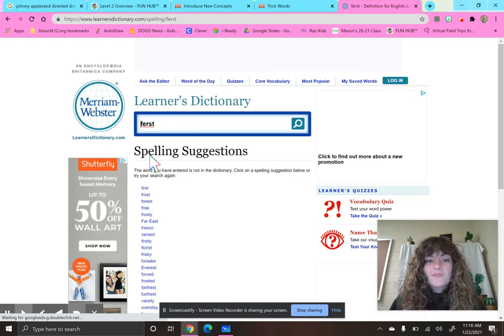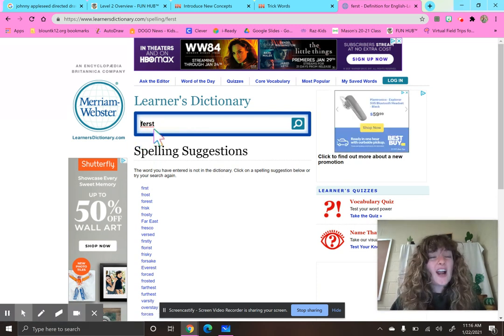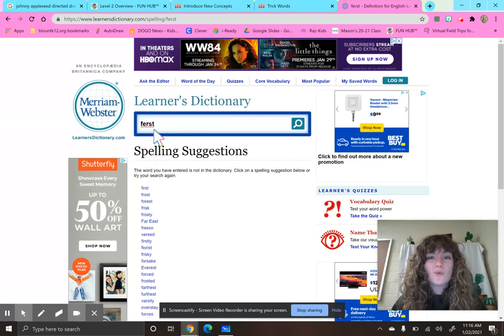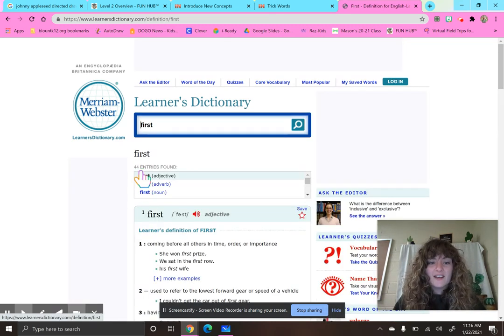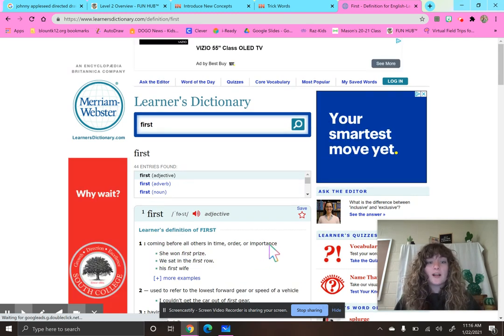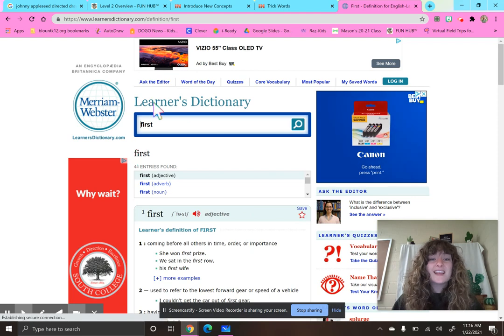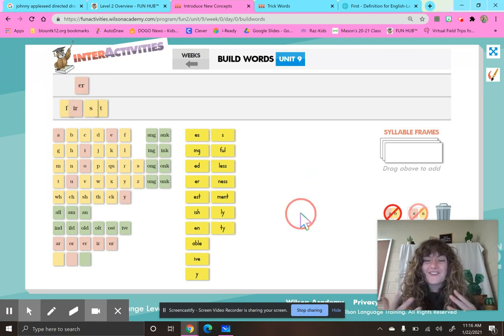Okay. If it is spelled correctly, it will give me a definition. But look, it gives me spelling suggestions. So this means that F-E-R-S-T is not the correct way to spell first. So let's look at the first spelling suggestion. F-I-R-S-T, first. First means coming before all others in time, order, importance. So first is spelled F-I-R-S-T, first.